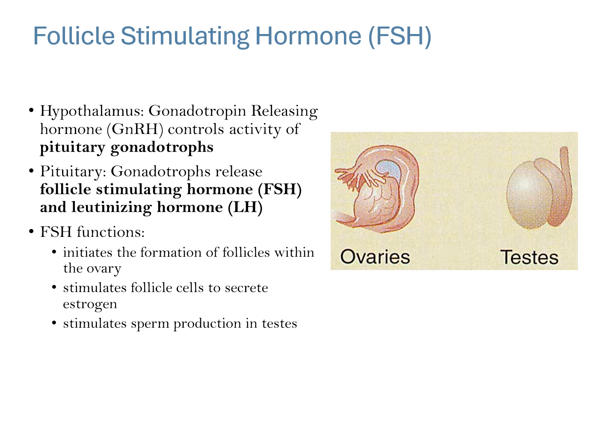FSH actually has roles in both the ovaries and the testes. For example, it initiates the formation of follicles within the ovary. It stimulates these follicle cells to eventually secrete estrogen. And FSH has a very important role in sperm production, or spermatogenesis, in the testes.